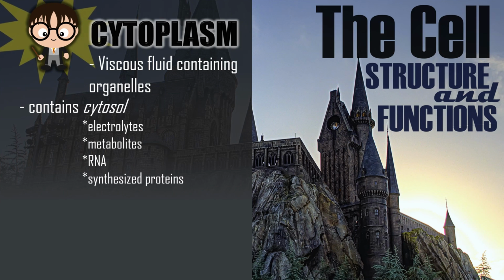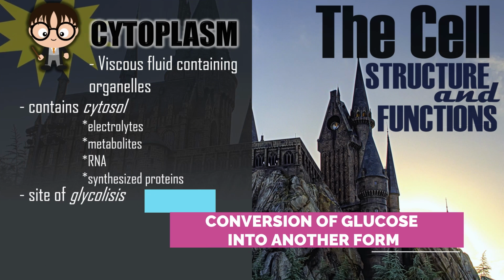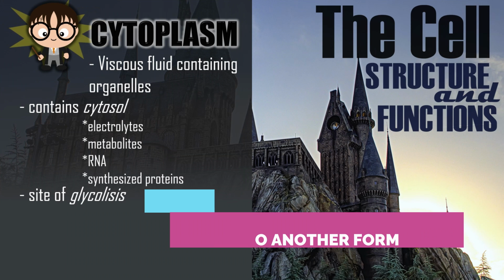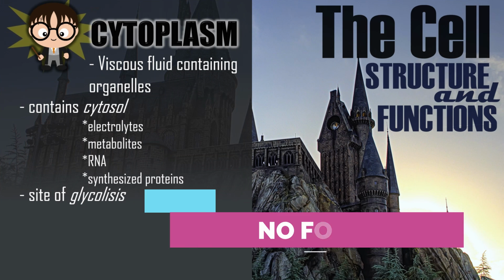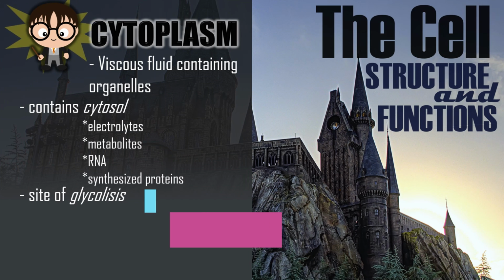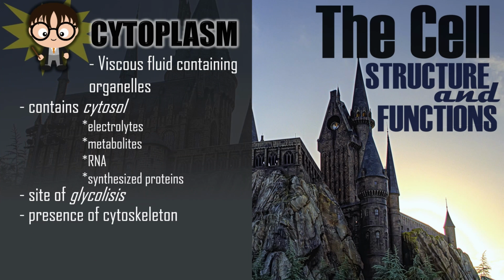The cytosol is also the site of many physiological processes, which include glycolysis. Glycolysis is the conversion of glucose into another form. The cytoplasm appears to have no form. I'll repeat, the cytoplasm appears to have no form. However, it does have a structure due to the presence of the cytoskeleton.